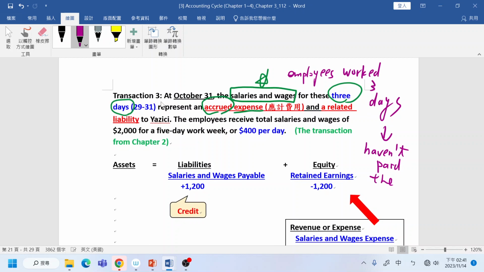Then salary. Okay, so what should we do? Remember, today is last day. Chapter 3, we focus on last day. So on October 31st, we try to record what happened. Okay, so what happened? They work for you 3 days. You didn't pay the salary yet. Okay, so we should tell them what happened.